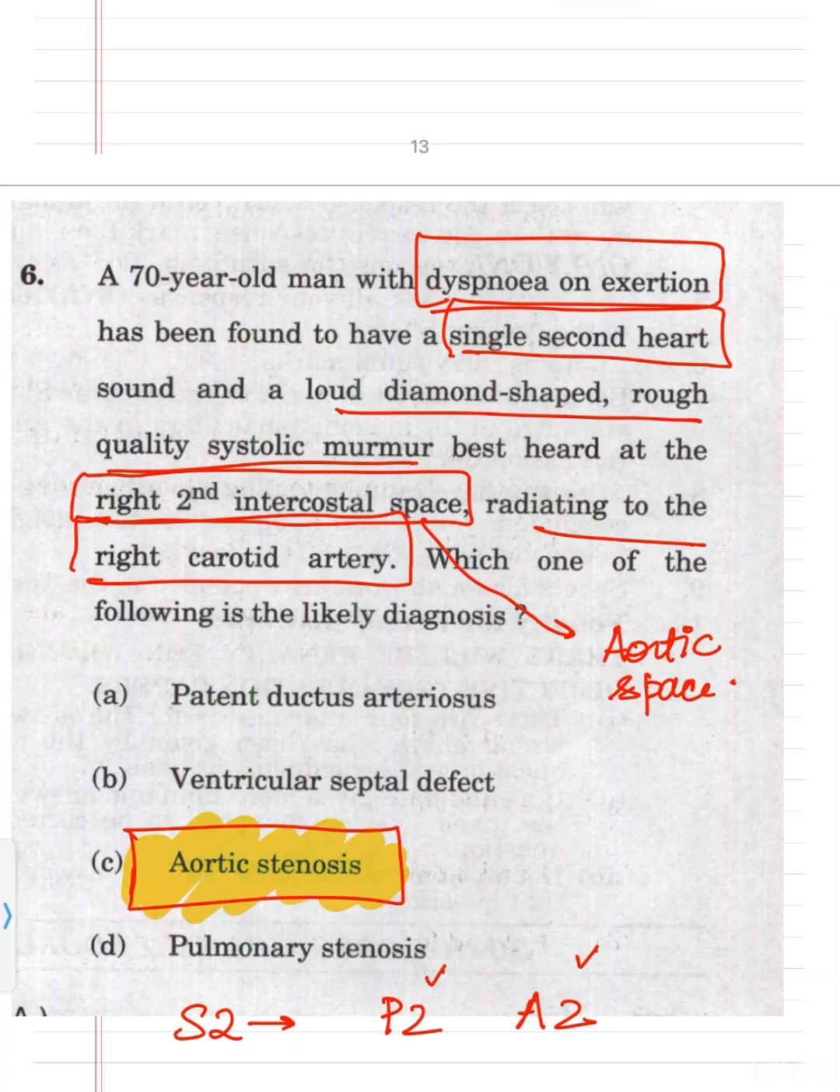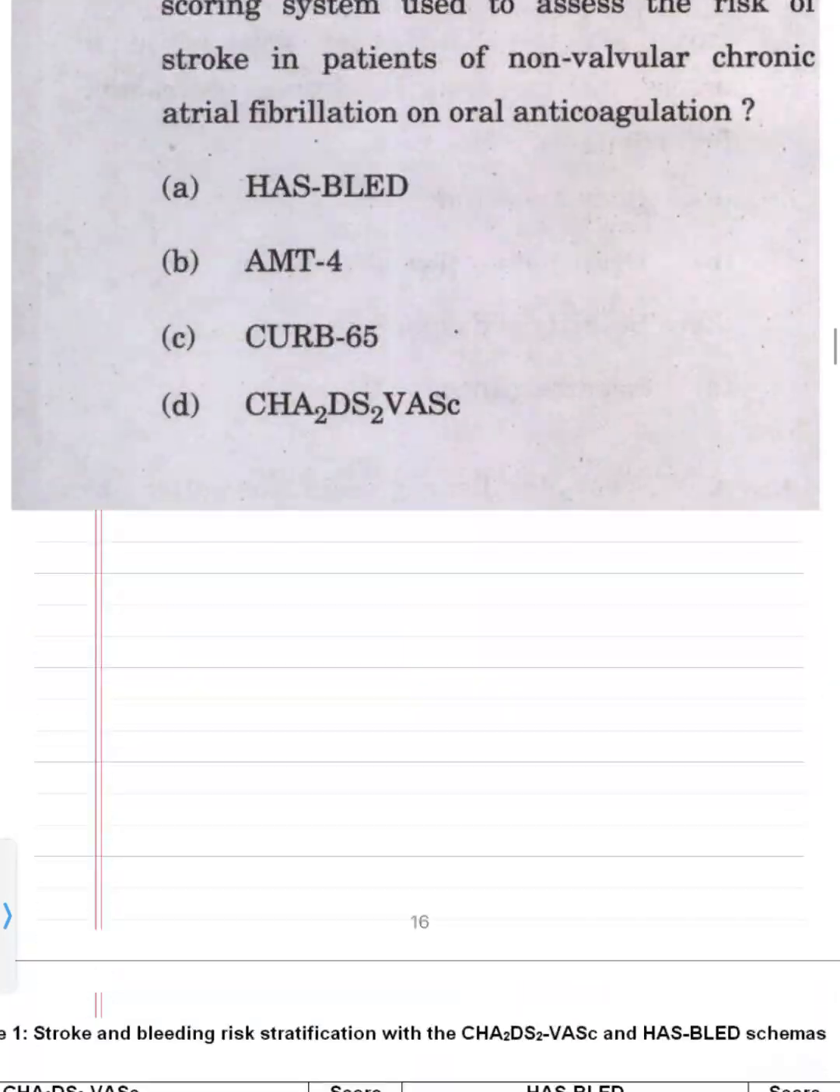Let us read it again after doing all the explanations. There is a 70-year-old male with dyspnea on exertion who has been found to have a single second heart sound. Why? Because A2 is absent. And a loud, diamond-shaped, rough quality systolic murmur, best heard at the right second intercostal space, radiating to the right carotid artery. So that has now become clear.